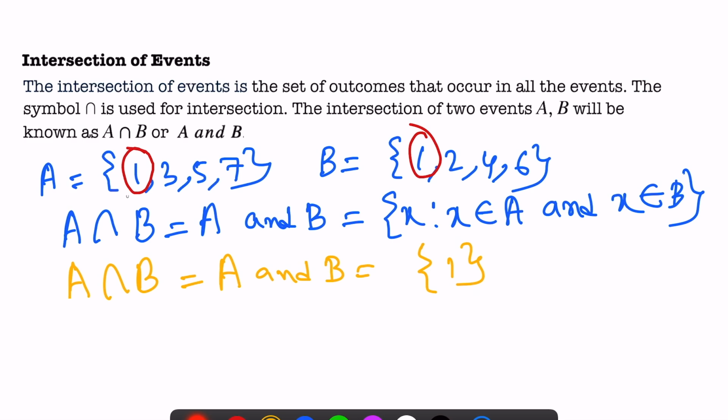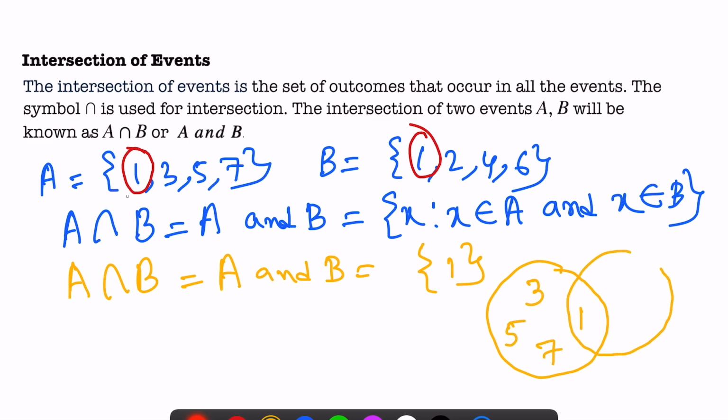Let's see how we can represent this using a Venn diagram. So if this is the event A, 1, 3, 5, 7 and this is the event B, that is 1, 2, 4 and 6, with 1 already here. The outcome that is present in both A and B, this is the shaded region that will be part of A intersection B.